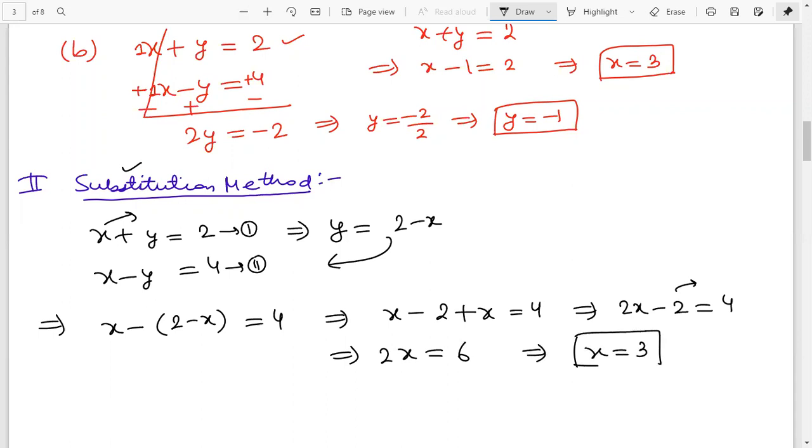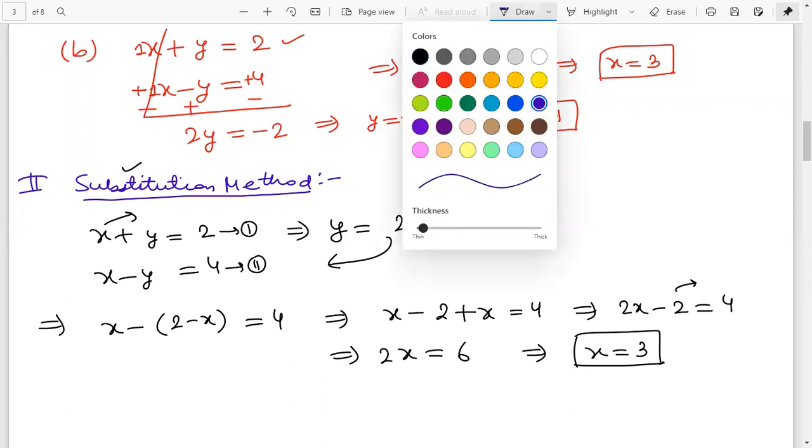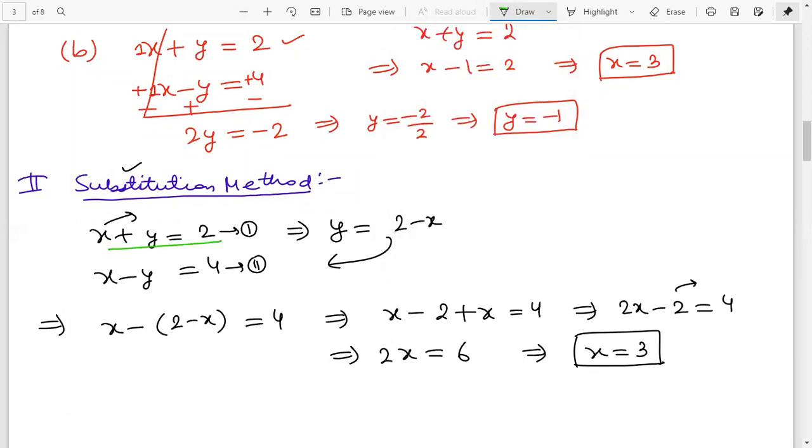X value 3. What was the method? Once again we see x plus y equal to 2. Here we have removed this y value, or we can say we have substituted the y value. First we have found this y value in terms of x. So y will be equal to 2 minus x. And the same 2 minus x we will substitute in the second equation.